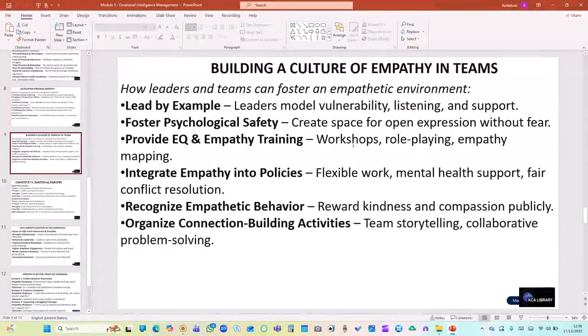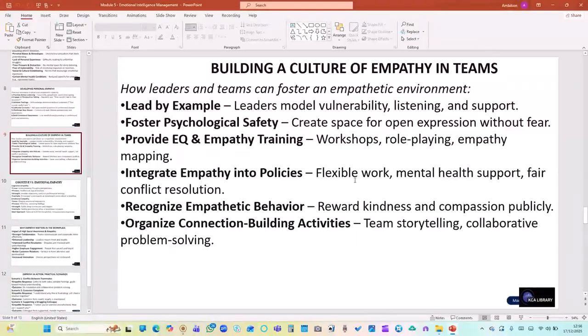How leaders and teams can foster an empathic environment includes: the leader should lead by example. Leaders model vulnerability, listen and support. So a leader must lead by example. Then foster psychological safety, create space for open expression without fear. The leader should create space where people can express themselves without fear, and provide emotional quotient and empathy training. Always gather for workshops, learning, training and development where emotional quotient and empathy training will be provided.